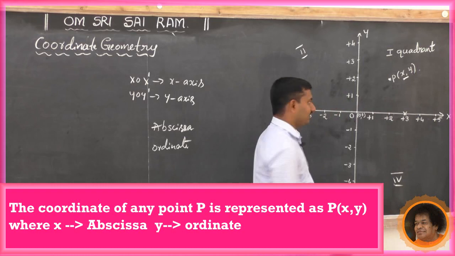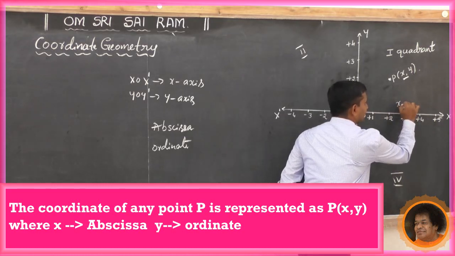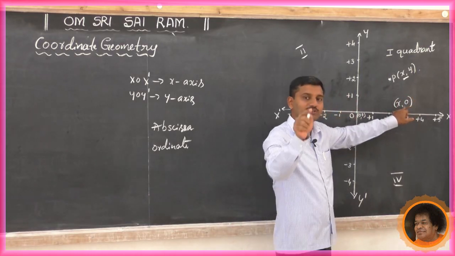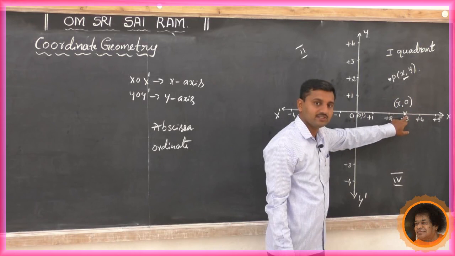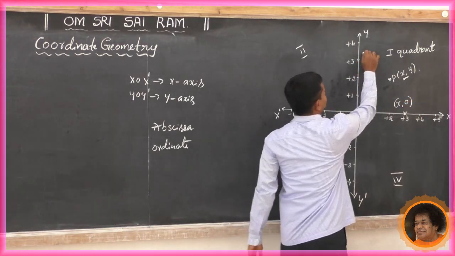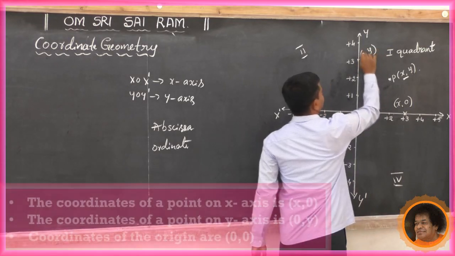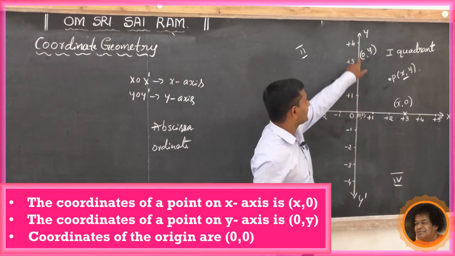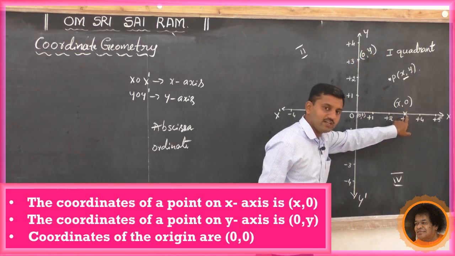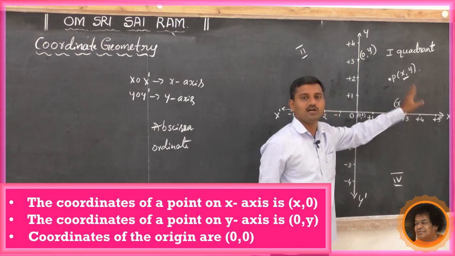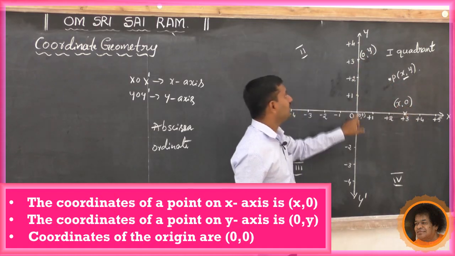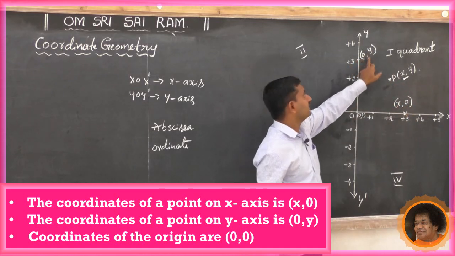And next, if any point lies on the x-axis, its coordinates have the general form x comma 0. If the point lies on the x-axis, its coordinates are x comma 0. What about the y-axis? On the y-axis, it is 0 comma y. Why is it 0 comma y? Because here the x value is 0. Therefore 0 comma y. On the x-axis, the y value is 0, so the coordinates are x comma 0. On the y-axis, the coordinates are 0 comma y.